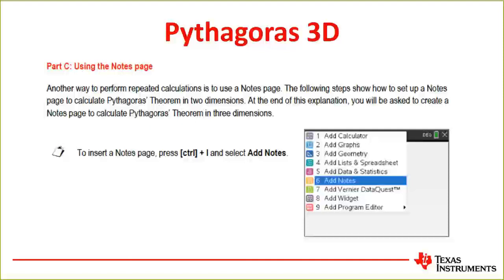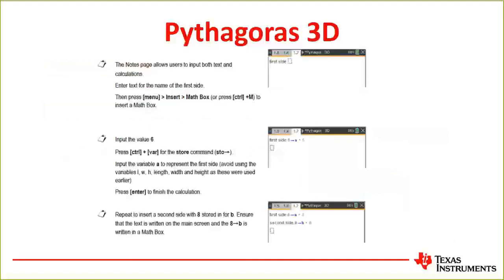Control I is one possibility, where the I stands for insert, and then you can select add notes. What that does is it brings up the notes page, and as the notes page suggests, you can insert text. What's been written there in that first cropped screenshot is the phrase "first side." In other words, we're going to assign the first side of the right-angled triangle.